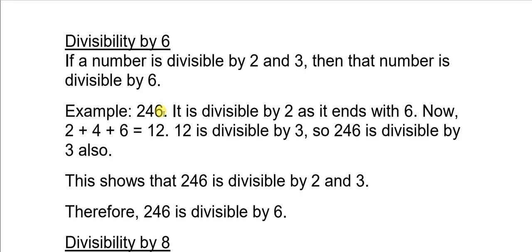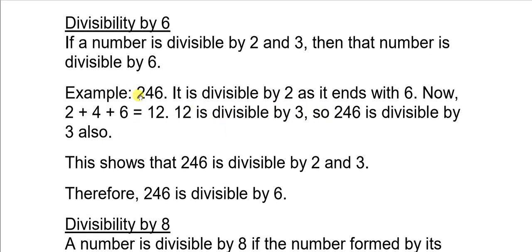Now we have to check for 3. And what was the rule for 3? That the sum of the digits should be divisible by 3. So do the sum of the digits, 2 plus 4 plus 6. What will we get? 12. So 12 is divisible by 3, we know. 3 fours are 12. Therefore we can say that 246 is divisible by 3 also, because the sum of the digits is divisible by 3. So this number 246 is divisible by 2 and 3 both. Therefore 246 is divisible by 6 also.